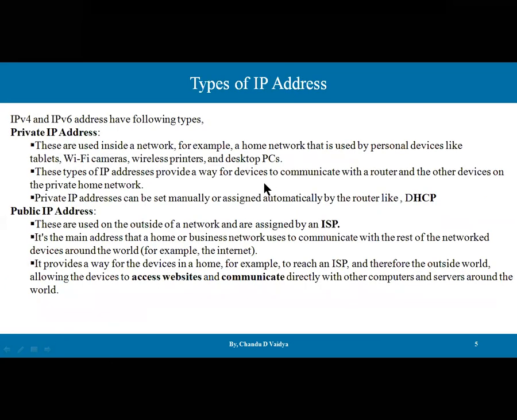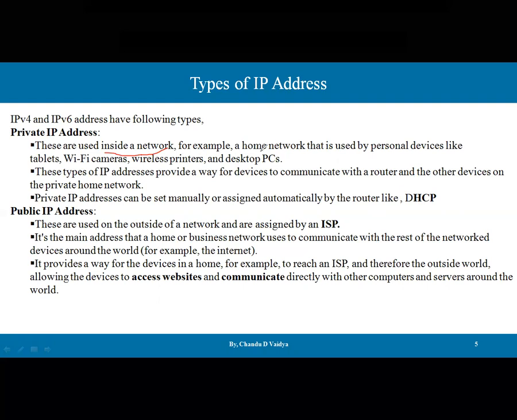Now, if you go to the next slide, there are types of IP addresses. Generally, IP version 4 and IP version 6 have the following types. The very first is the private IP address, and the second is the public IP address. Private IP addresses are used inside networks. So one particular organization owner can assign the IP addresses to their networks and to their computers, and a range is used.